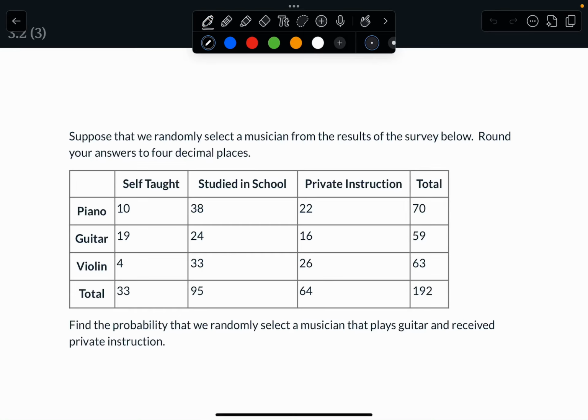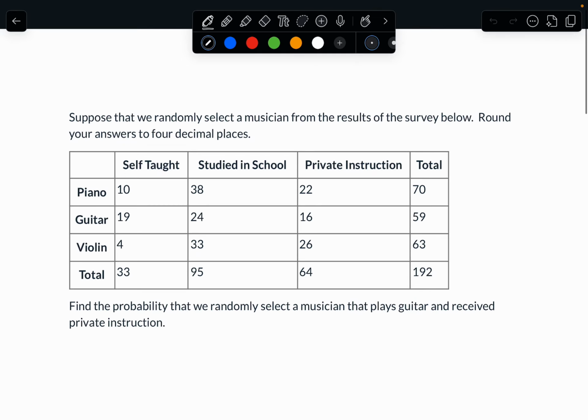In this last video, we're going to take a look at the general multiplication rule using the same contingency table that we've been using. So I want to, in this quick example, find the probability that we randomly select a musician that plays guitar and received private instruction. Now, this is a problem, I'll admit, we don't really need to use the general multiplication rule.